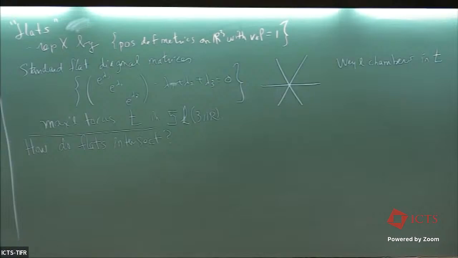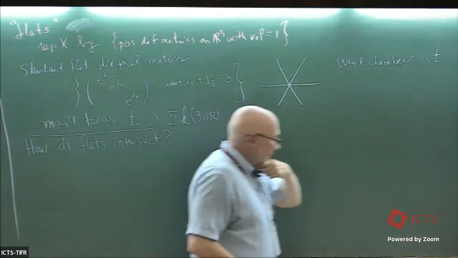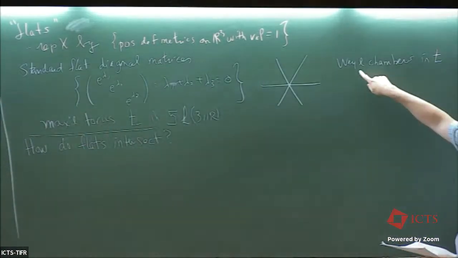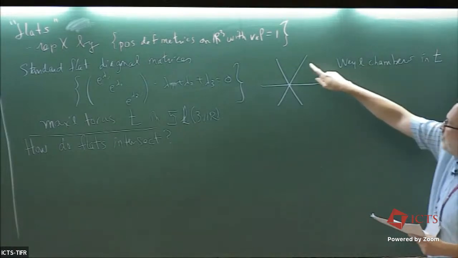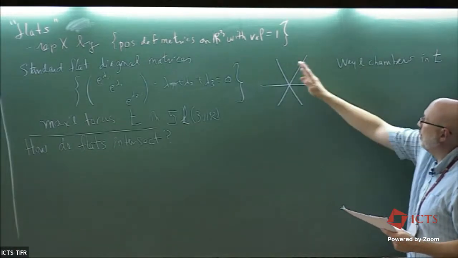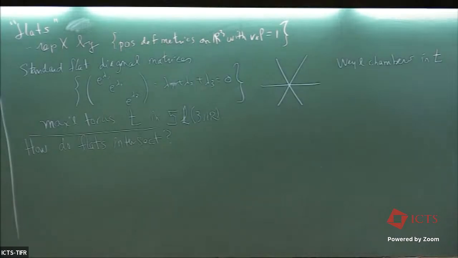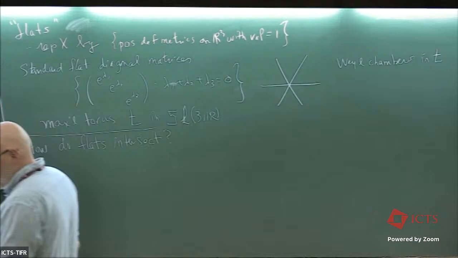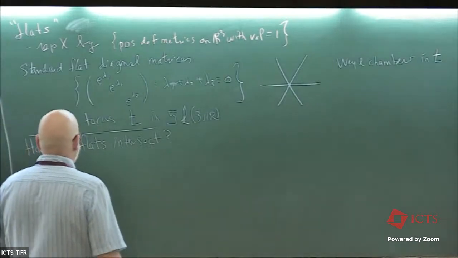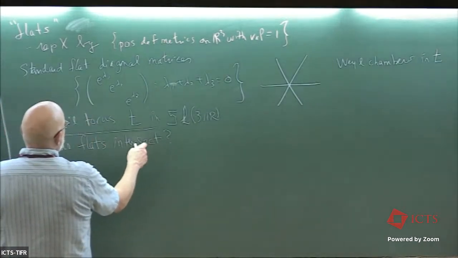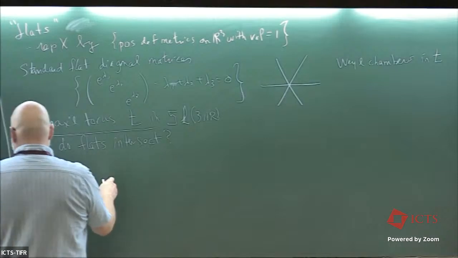And it turns out they intersect in such a way that it respects the properties of the affine Weyl group. So reflections across these lines in the Weyl chamber plus translations. And then just any translations. There's no integrality condition or anything in this case. So how do these flats intersect?